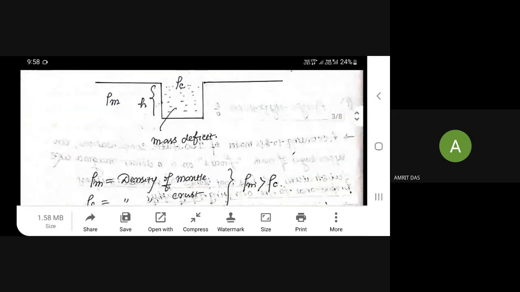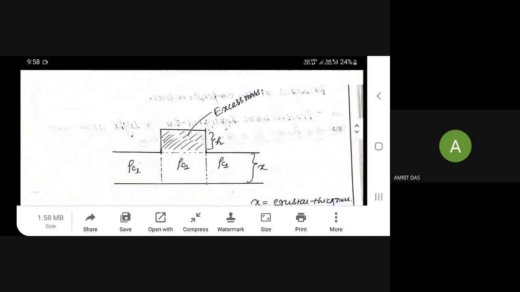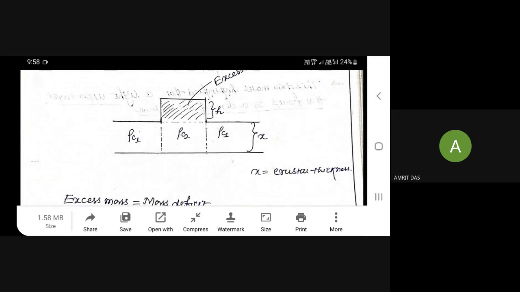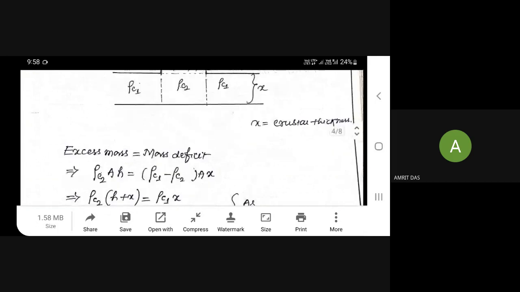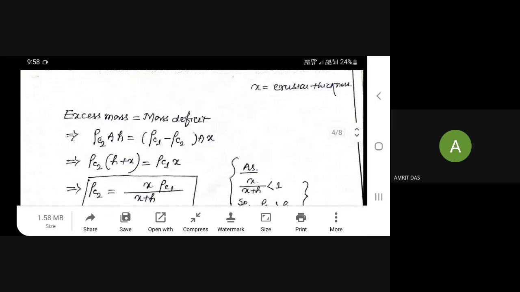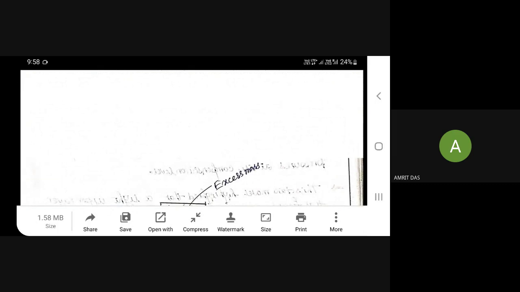If you want to calculate by the Pratt model, it is that you have excess mass with height h, and you have density variation. Okay, so rho c2 and rho c1, there is no root thickness, so x is the crustal thickness. So if you equate the excess mass equals the mass deficit, you get these types of equations. So from that you get to know the density of the crustal block. And from the Pratt model, if you calculate this equation, you get to know that oceanic crustal density is greater than the continental crust density.